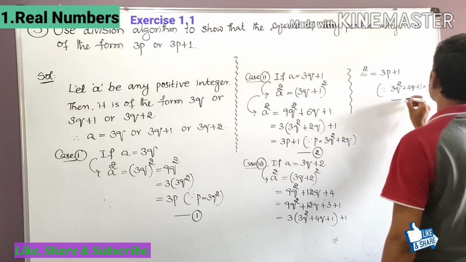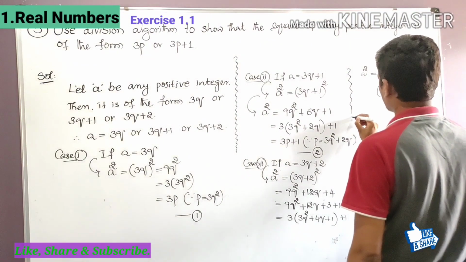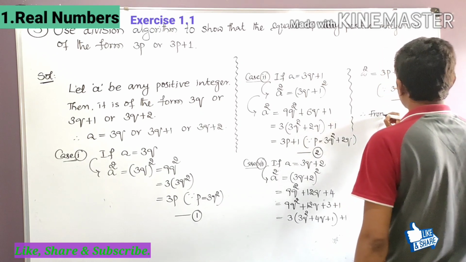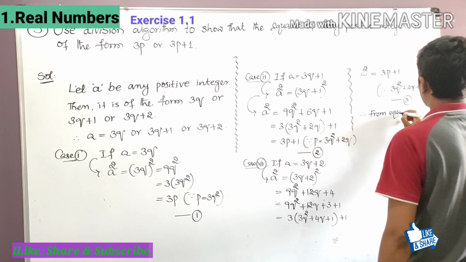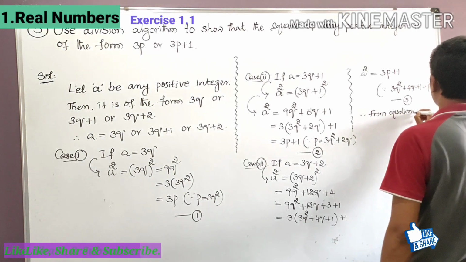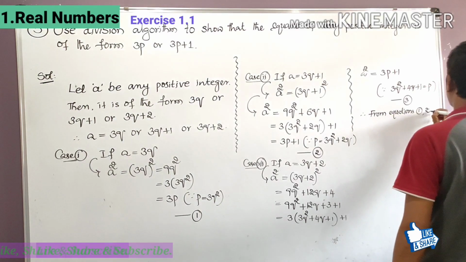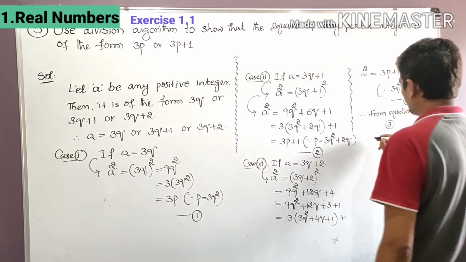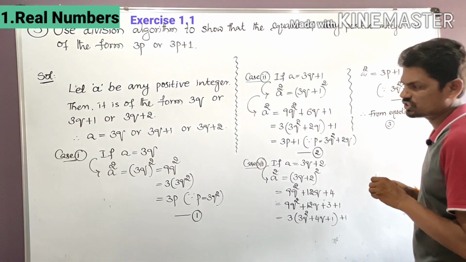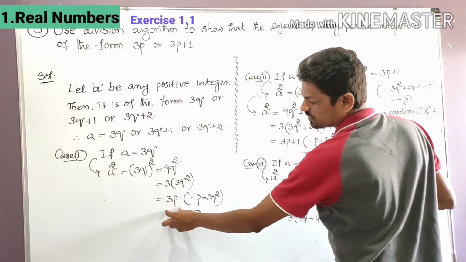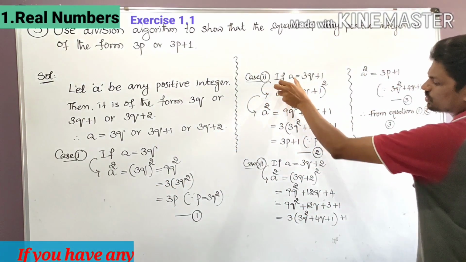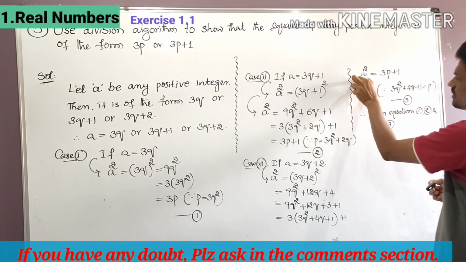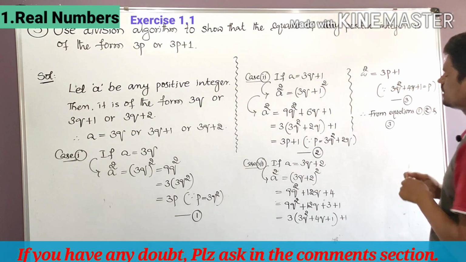So let it be equation number 3. Therefore from equations 1, 2 and 3, we can say from equation 1, here a square is of the form 3p. From equation 2, here a square is of the form 3p plus 1. From equation 3, here a square is of the form 3p plus 1 again.